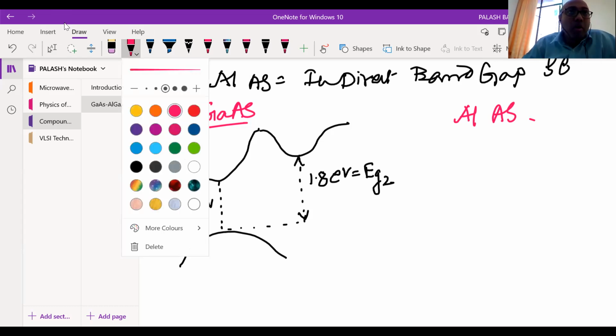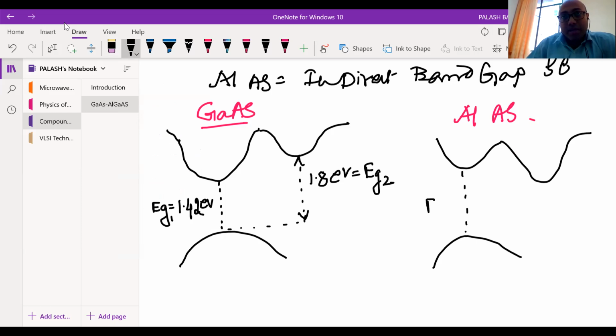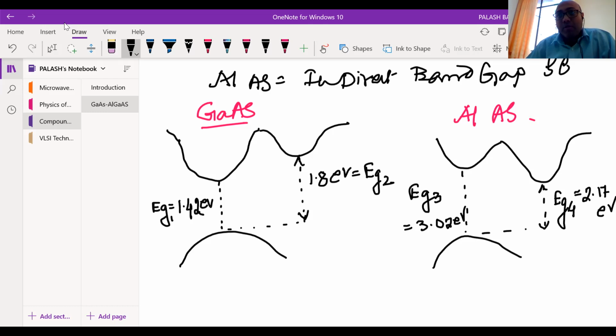But it is actually an indirect band gap semiconductor. So this is Eg3, and 2.17 is this one, so this is also Eg4. So you understand? Let me divide it so as not to create any problem.